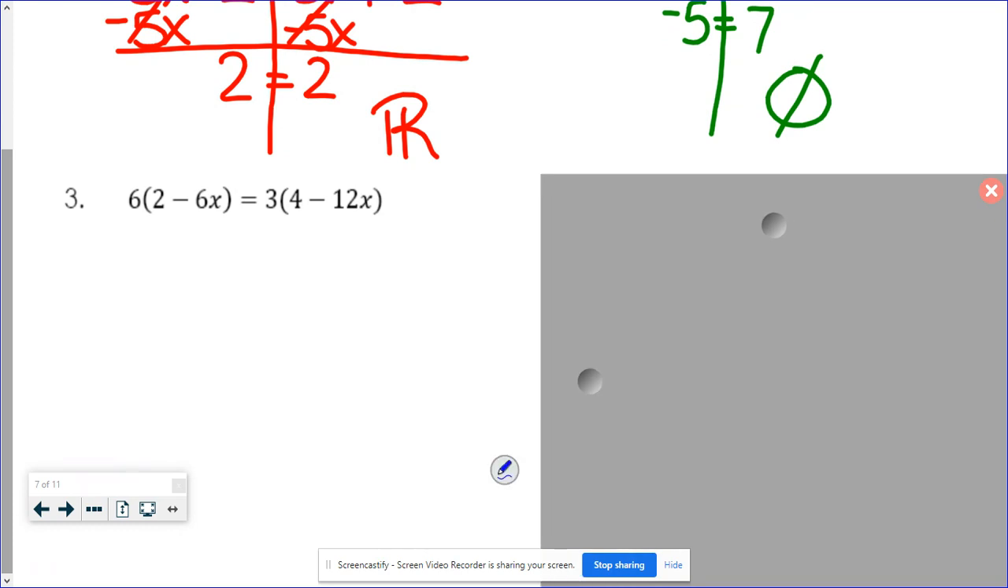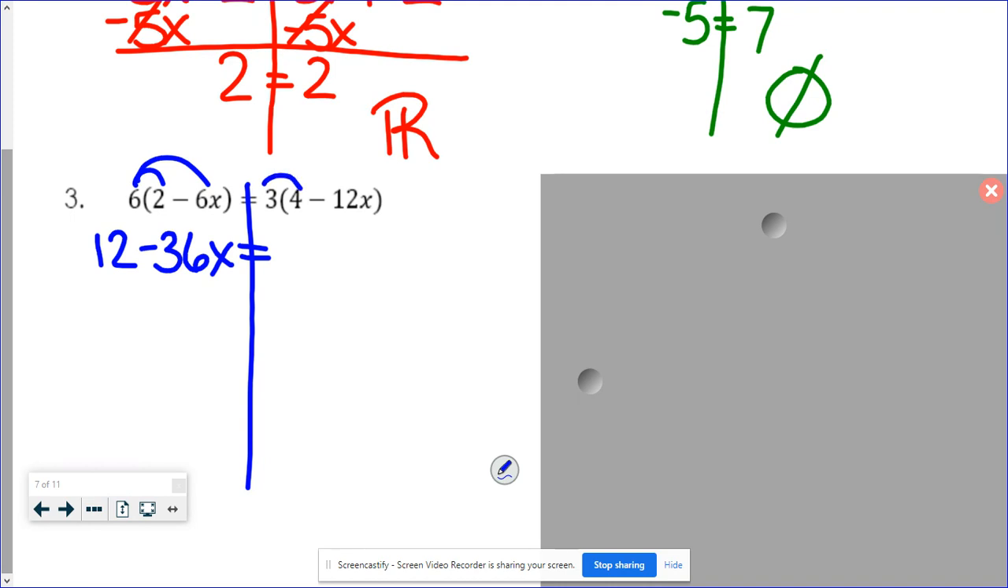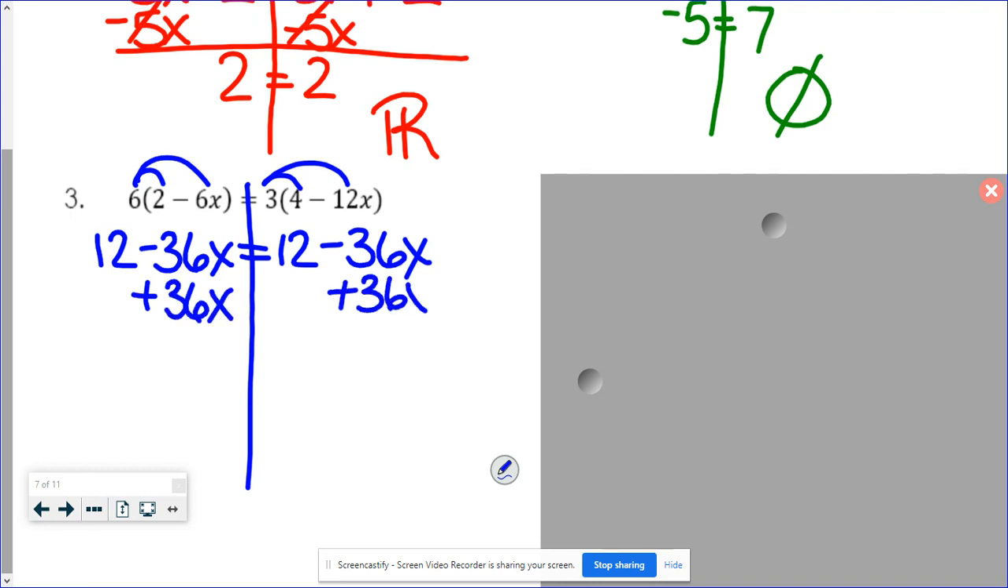In number 3, before we can decide if we're going to have a special case, we have to distribute. So I'm going to get 12 minus 36x equals 12 minus 36x. Exactly the same on both sides. Should be a giveaway right now. I'm going to get rid of my x's. I'm going to add 36x. And I just get that 12 equals 12. And it does. And there's no variables left. Any real number.